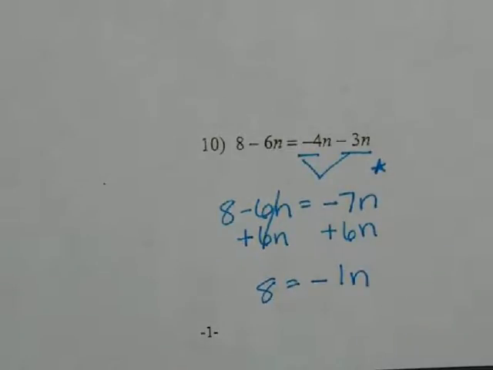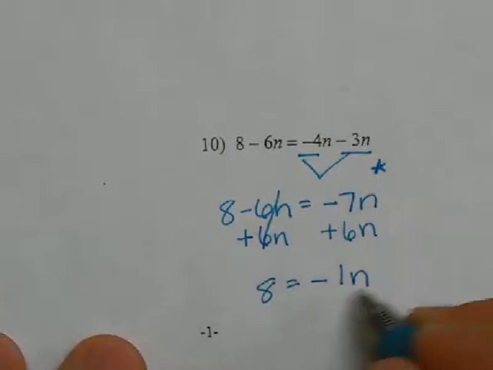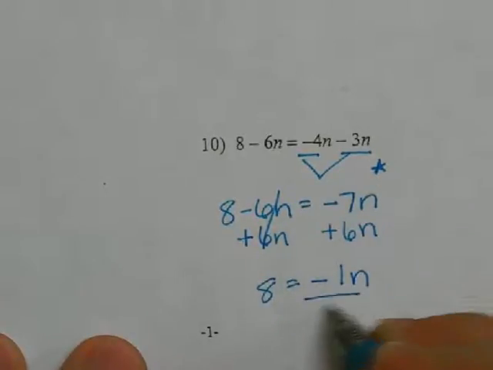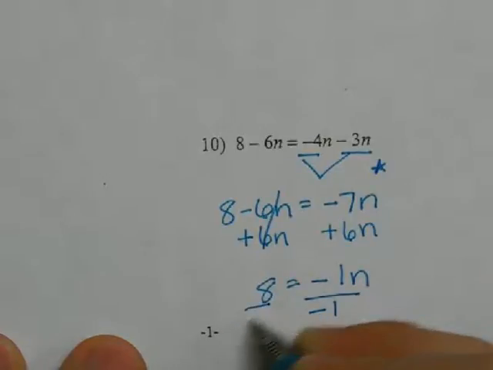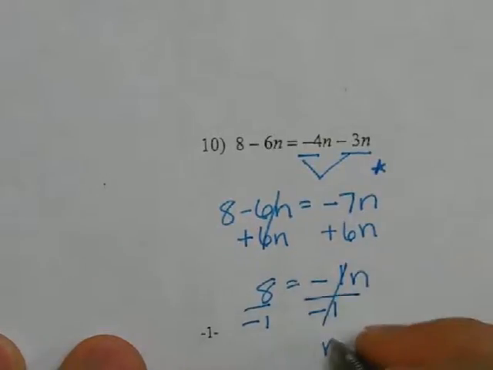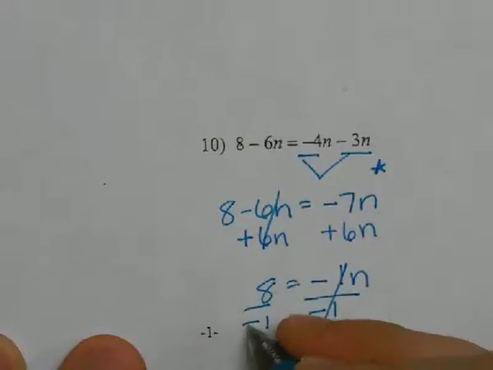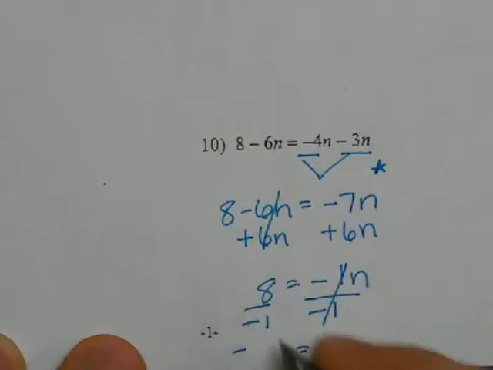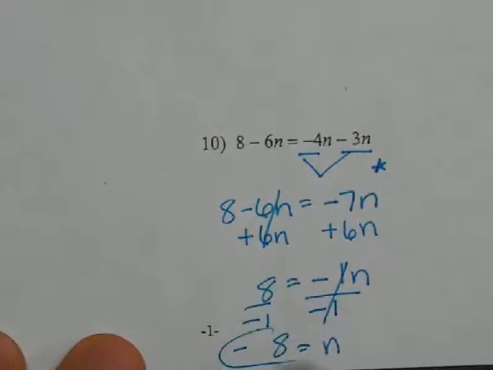Now, we're almost finished. This is a one-step equation from here. I just need to isolate the variable n by doing the inverse operation of multiplication, which is division, and divide both sides by negative 1. n equals, a positive divided by a negative is a negative. 8 divided by 1 is 8. My final answer, n equals negative 8.